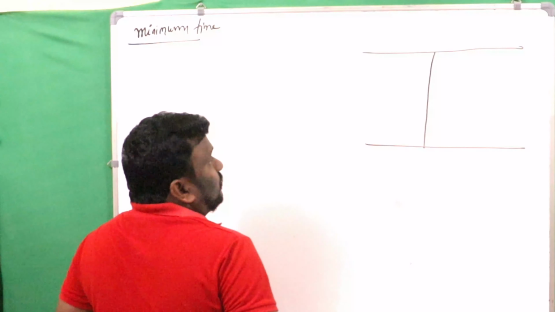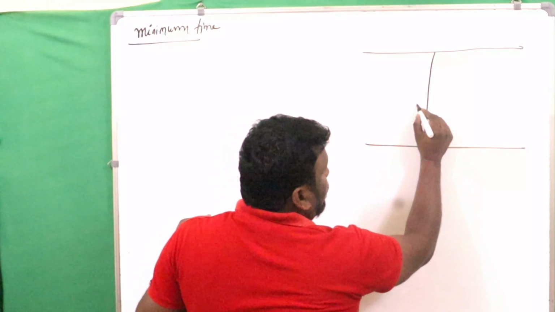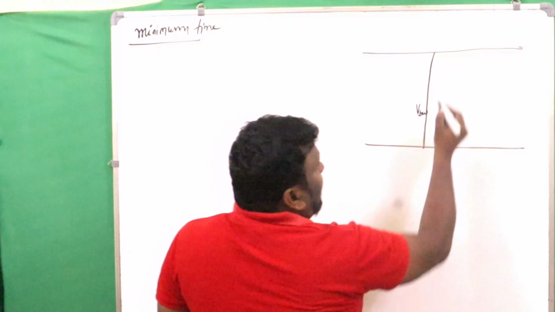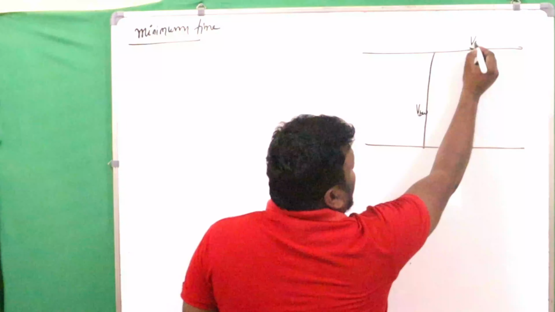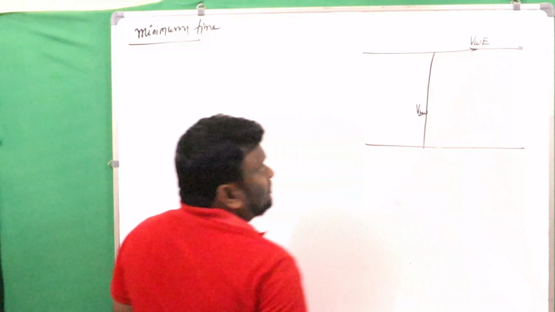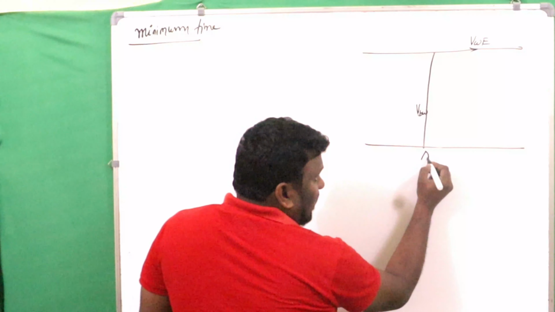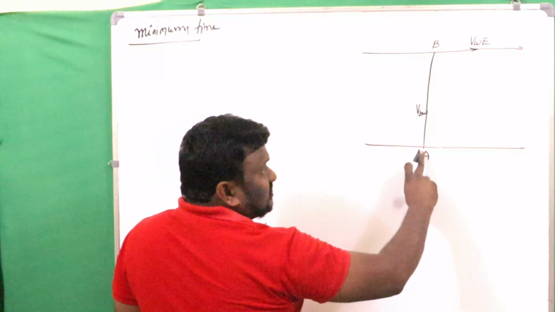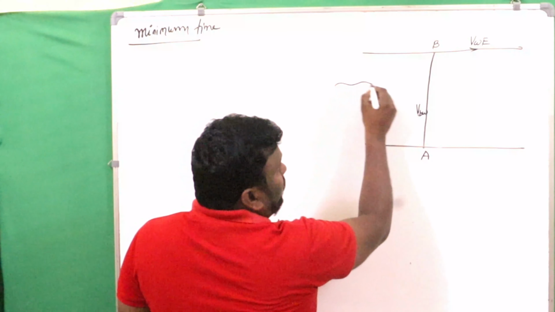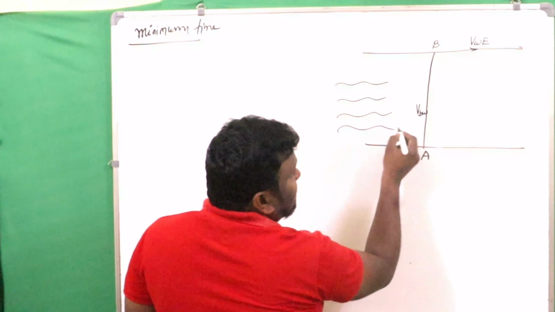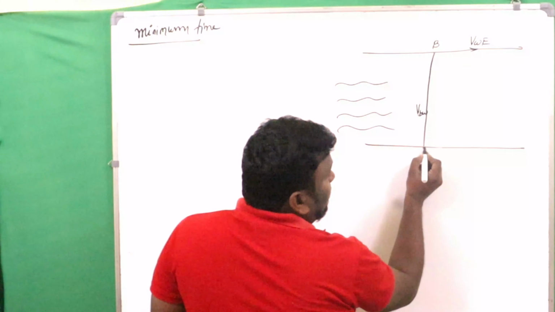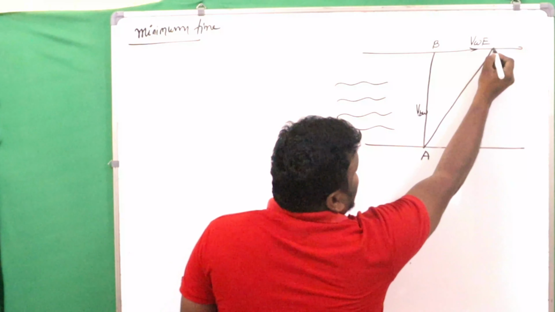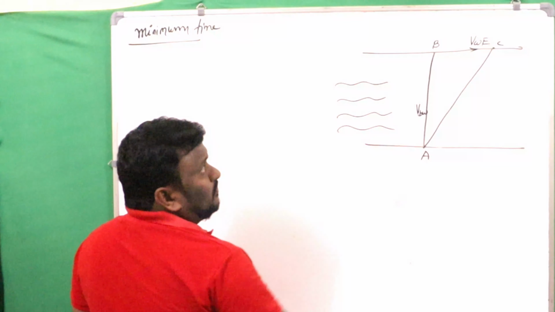Clear? Now the boat wants to move in this direction, VBW, and already we know this is the direction of velocity of water with respect to the earth. So the boat starts from point A and wants to reach point B. It wants to move from A to B. Actually the river is moving in this direction, so that's why the boat can be drifted and reaches point C other than B.